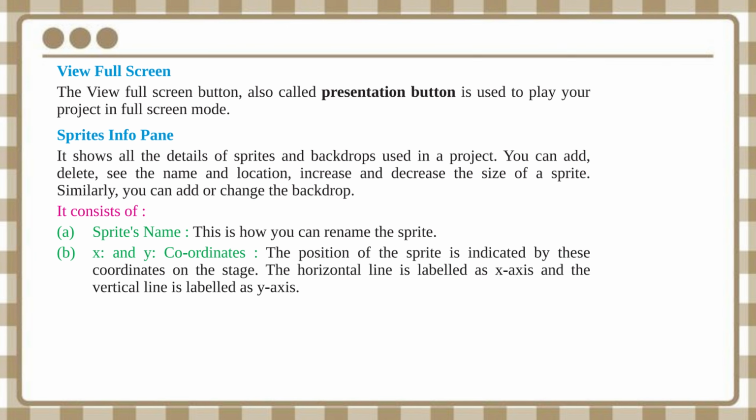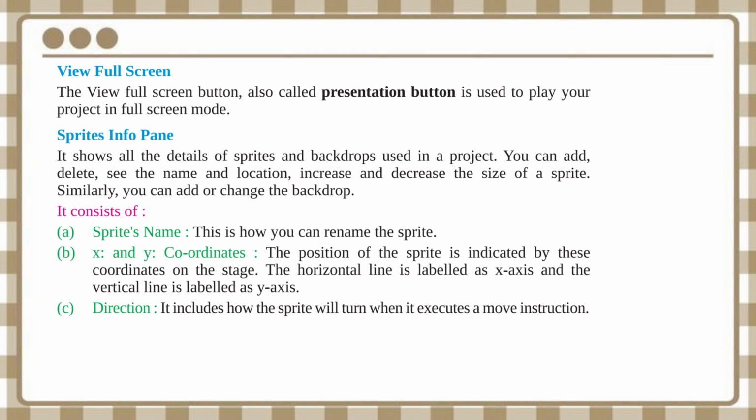B. X and Y coordinates. The position of the sprite is indicated by these coordinates on the stage. The horizontal line is labeled as x-axis and the vertical line is labeled as y-axis. C. Direction. It includes how the sprite will turn when it executes a move instruction. D. Size. You can change the size of the sprite.